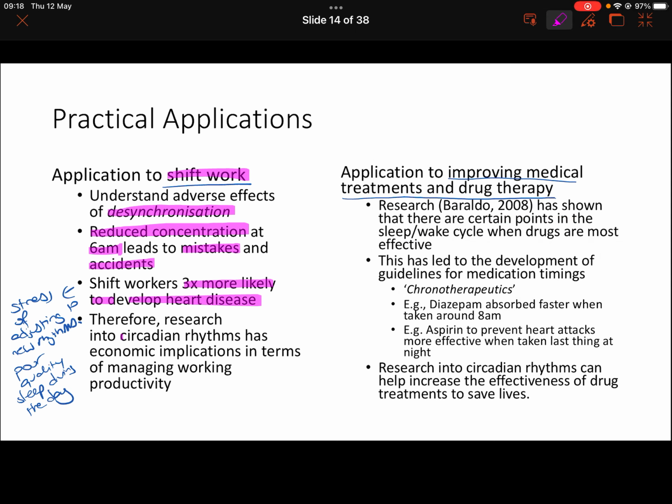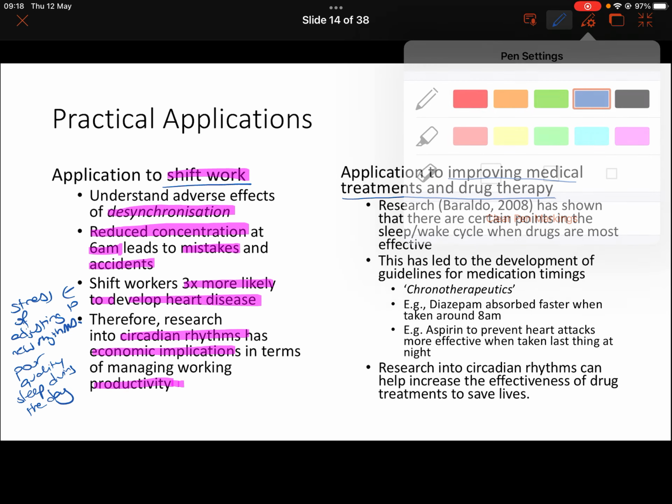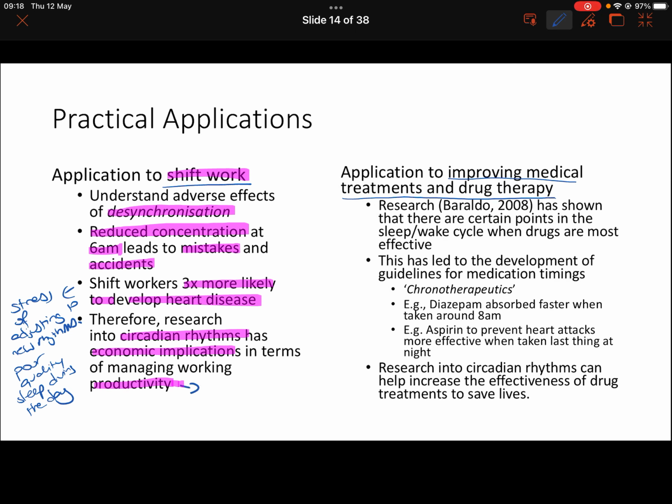Therefore, research into circadian rhythms has economic implications. We're talking about productivity here. We're also talking about health effects and perhaps the economic consequences for the NHS in having to then deal with these health issues as a consequence of shift work.